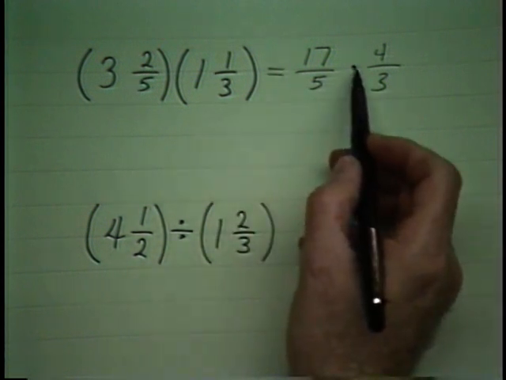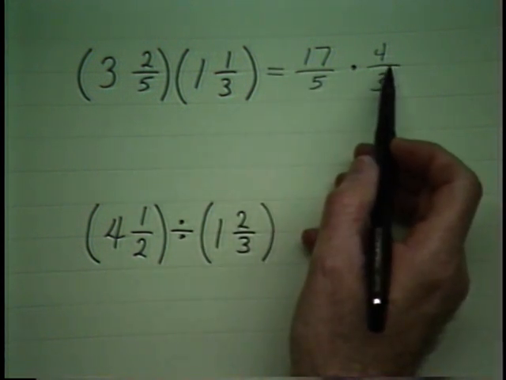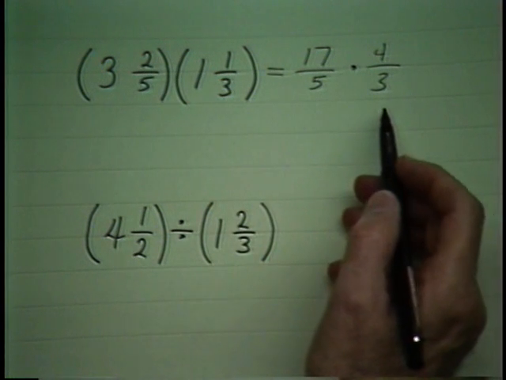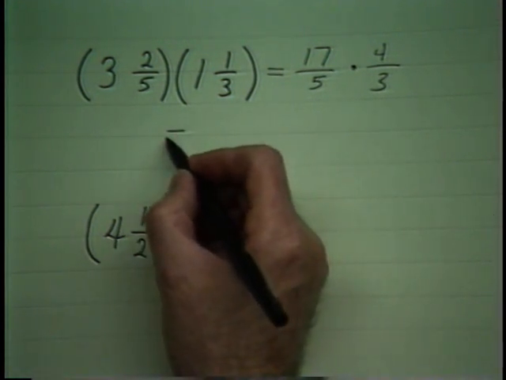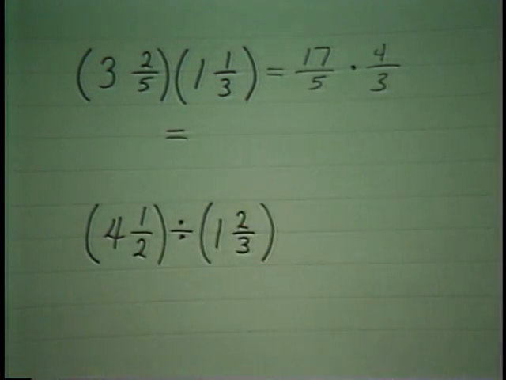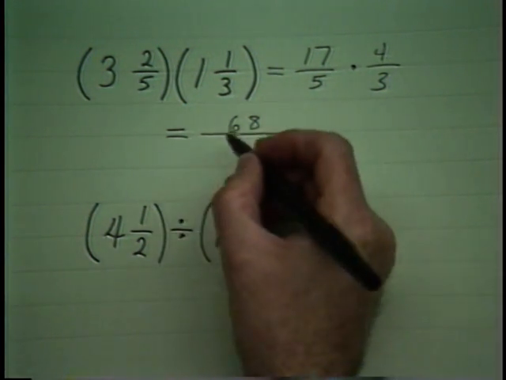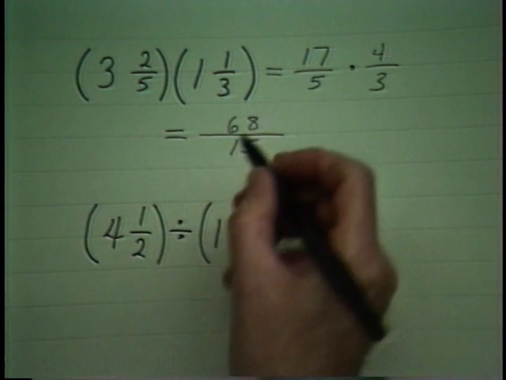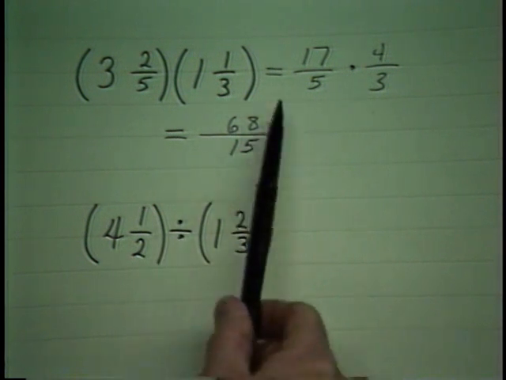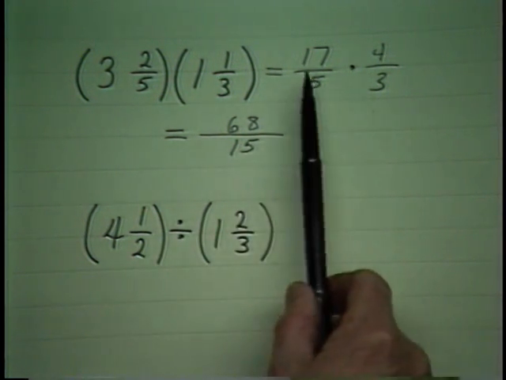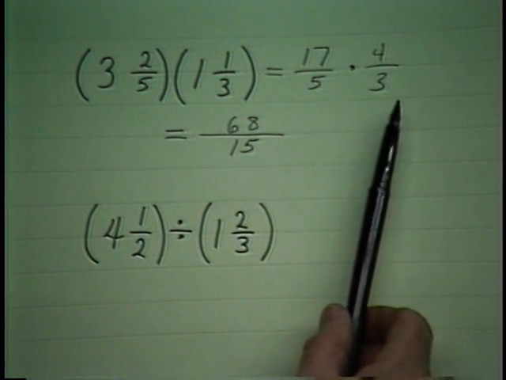And now, because I'm multiplying fractions, I look for cancellations. There aren't any. So multiply the tops and I get 68. And multiply the bottoms, I get 15. And that's my answer, as a fraction reduced, because I couldn't cancel.